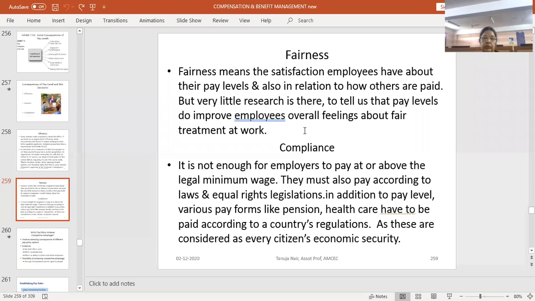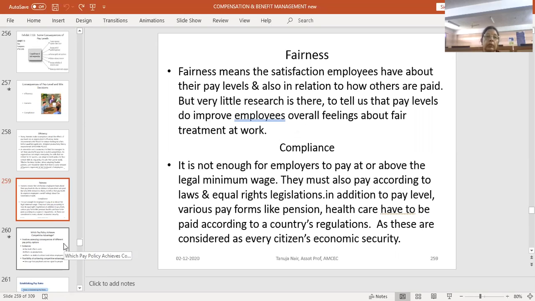So there are laws against discrimination because of gender, or because of caste, or because of religion, or because of nationality. There are laws for that. So companies should not break those laws. They should follow the laws. And there are also laws that pension and healthcare should be paid. It is mandatory for companies to pay in some countries. So the company should follow all those labor laws and regulations. That means it is following compliance. It is following the laws and rules of the particular country wherever it is operating.